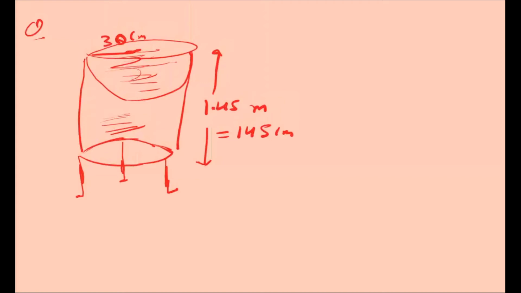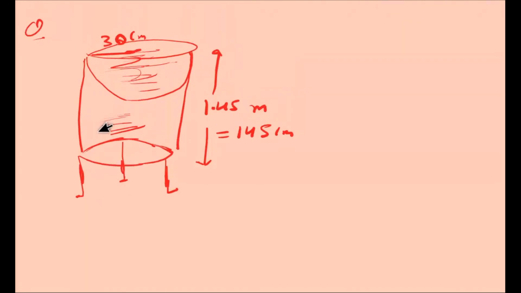Now the question is that it is a bird bath in a garden, the shape of a cylinder with a hemispherical depression at one end. The height of the cylinder is given 1.45 meter and radius of hemisphere is 30 centimeter. You have to find the total surface area of the bird bath. Total surface area. Now we have to find the total surface area.